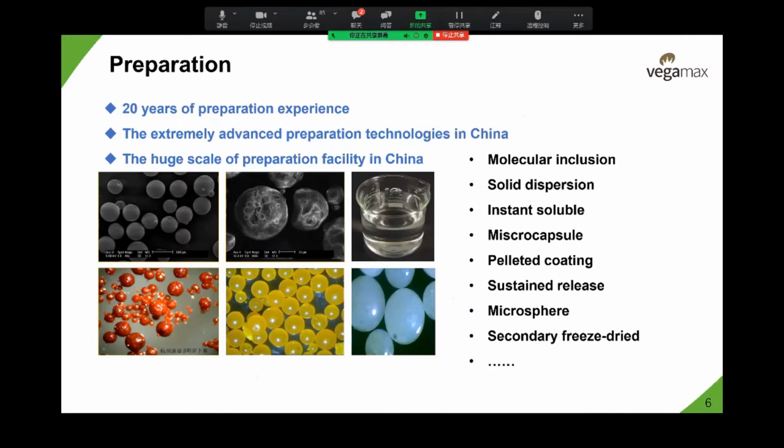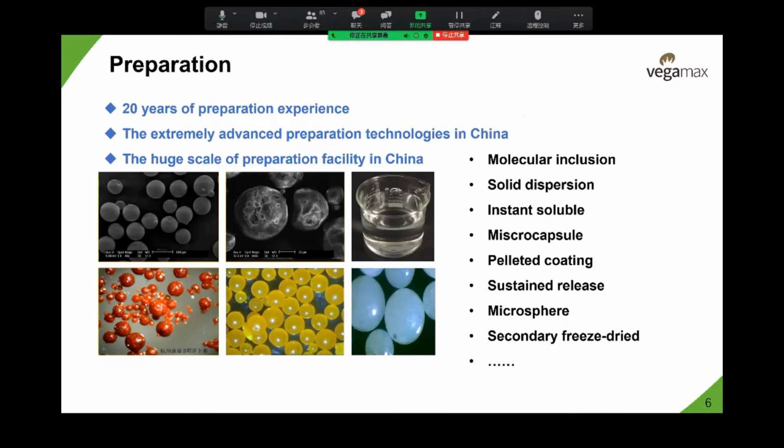Vega Group has more than 20 years of preparation experience, more than 50 researchers, and extremely advanced preparation technologies. Also, we have very strong research and development and innovation ability. Every year, we launch 2 or 3 new products into the market.